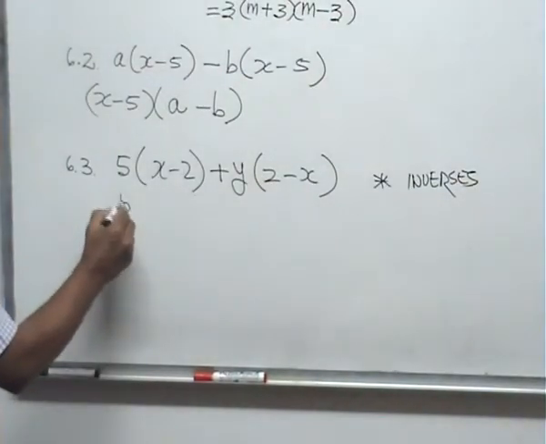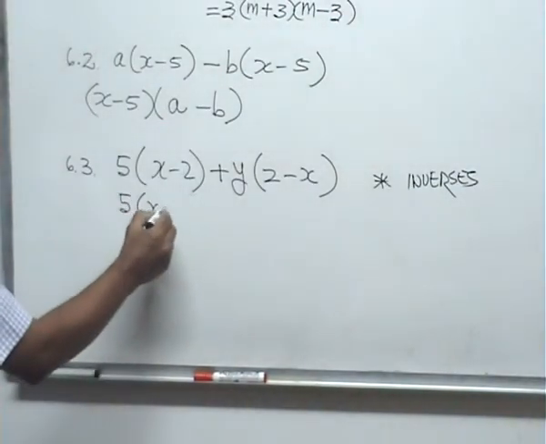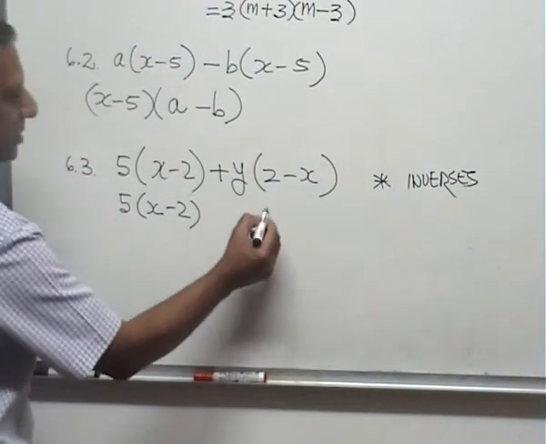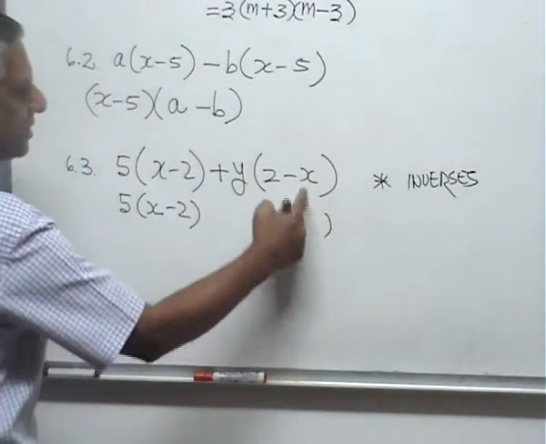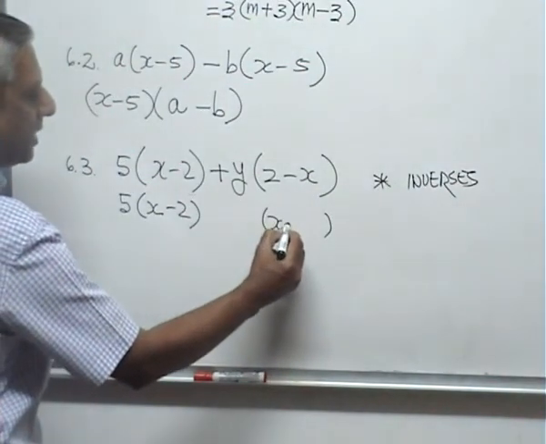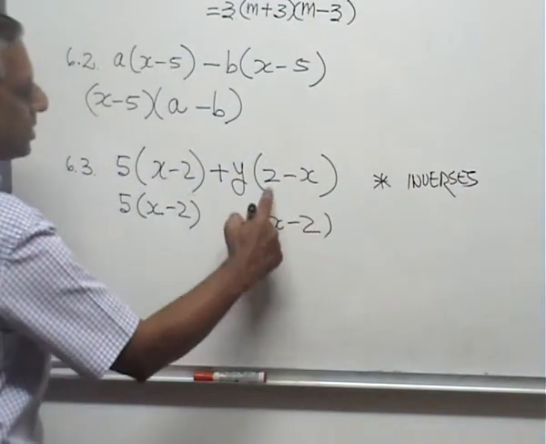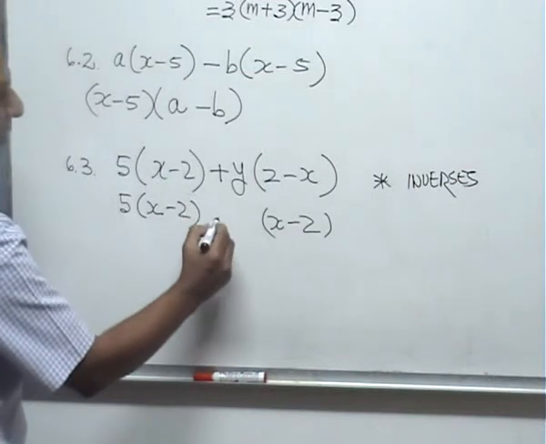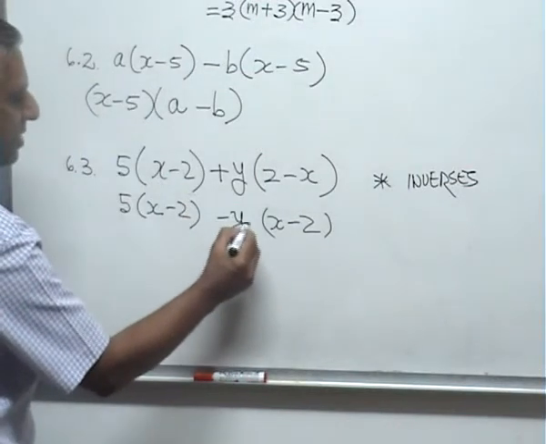So leave the first part just like that, 5 into x minus 2. Now start with the bracket. Change the order in the bracket. 2 minus x will become x minus 2. Just change the order there. And the plus y now becomes the opposite, which is minus y.